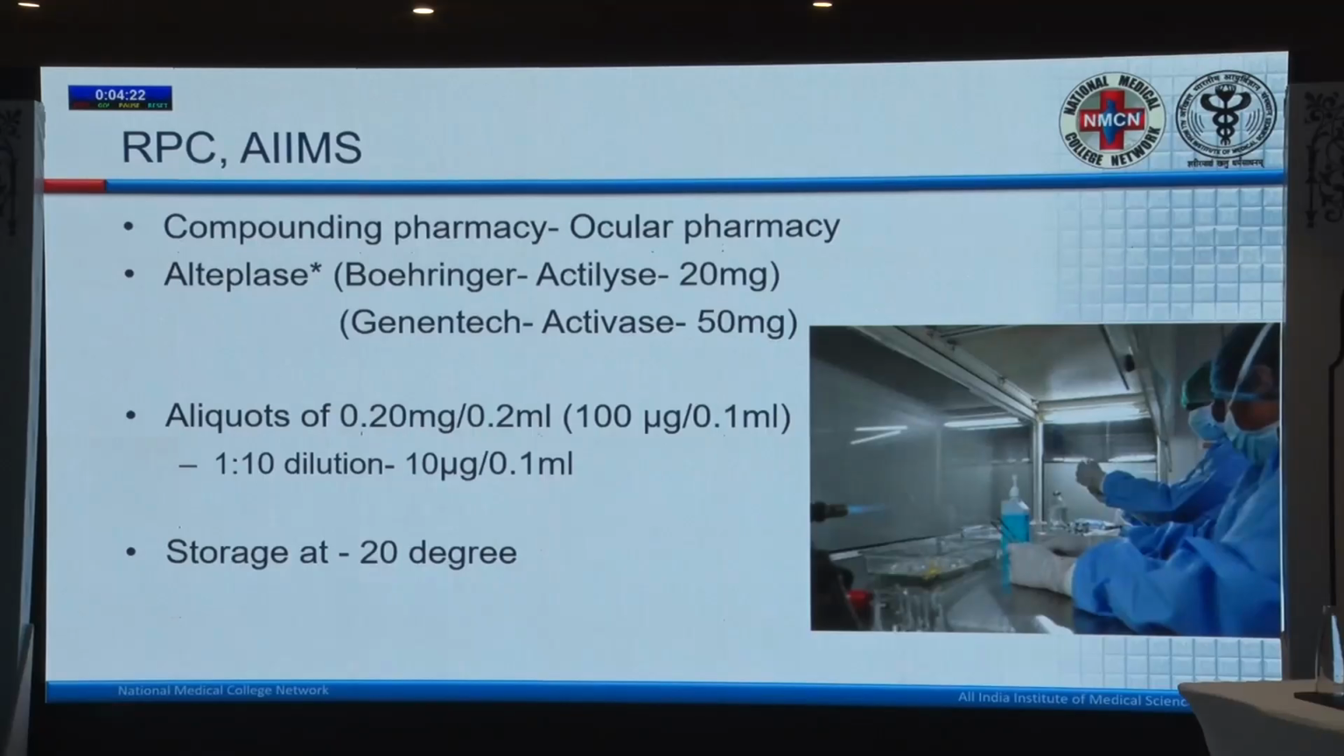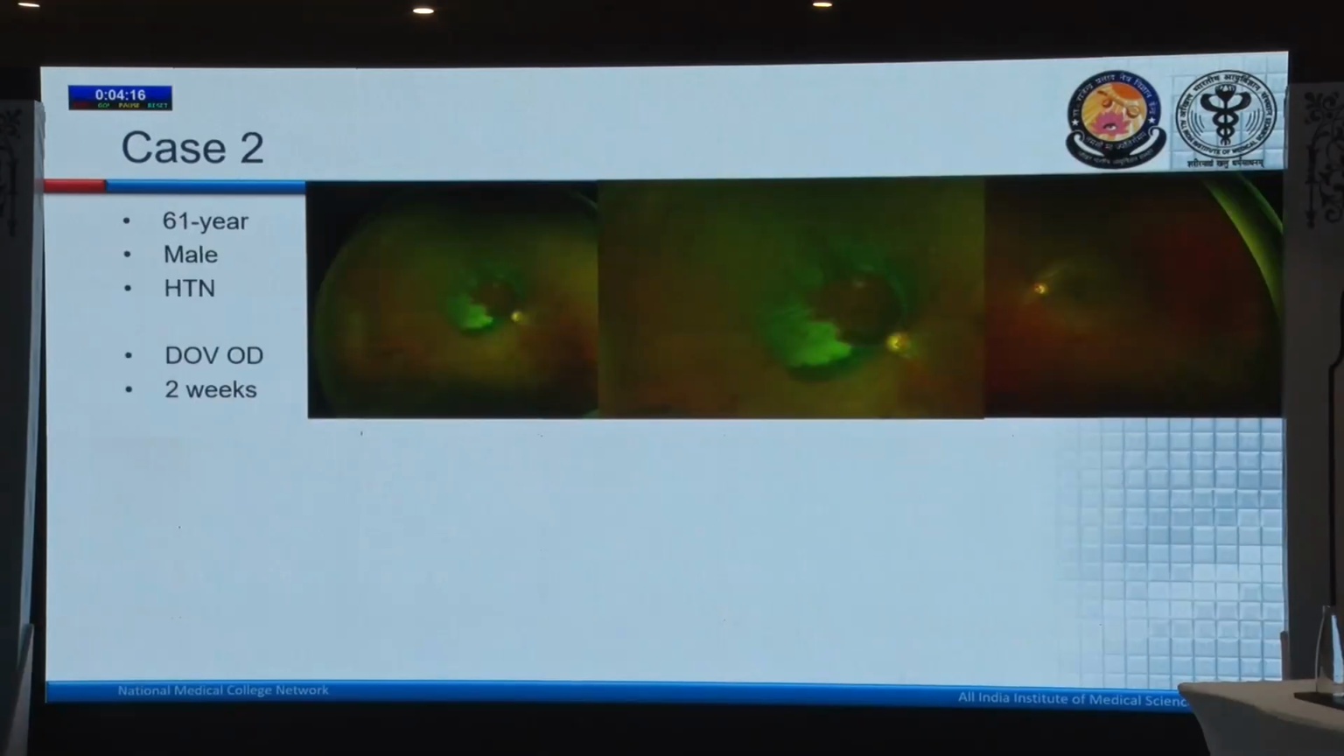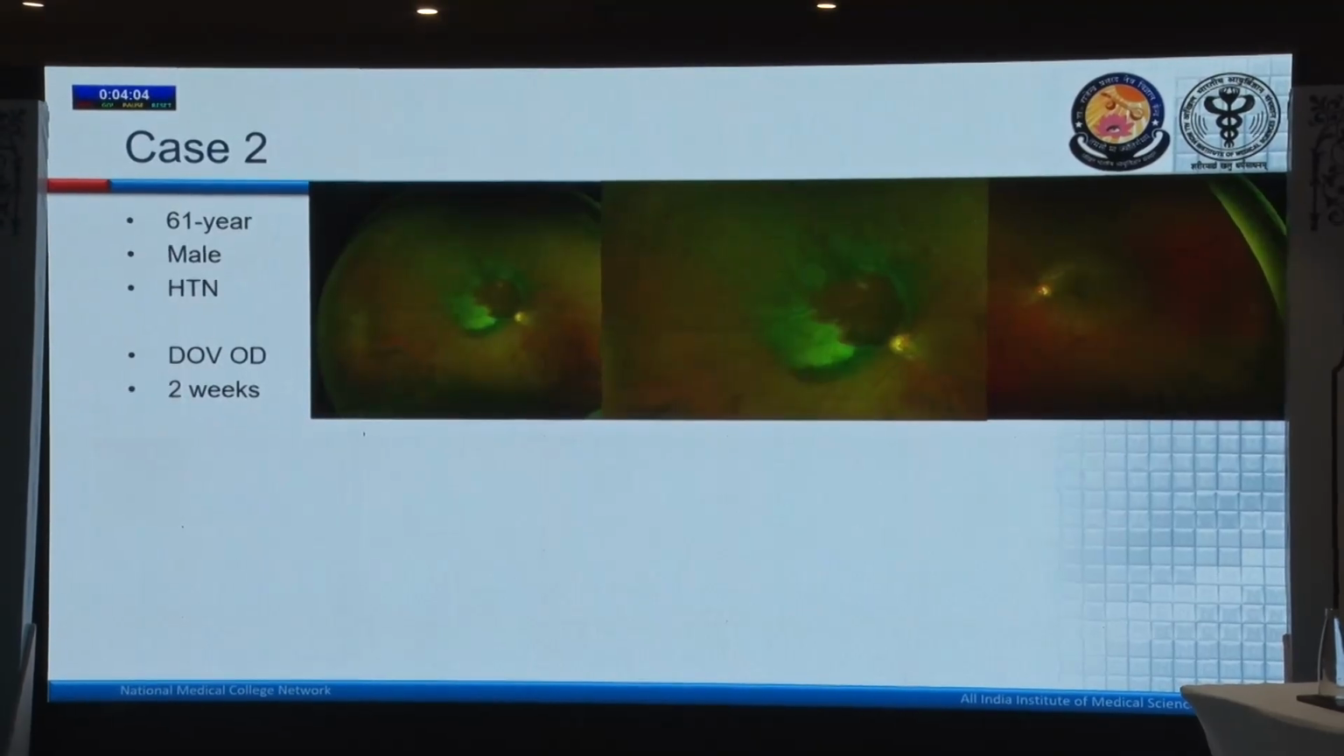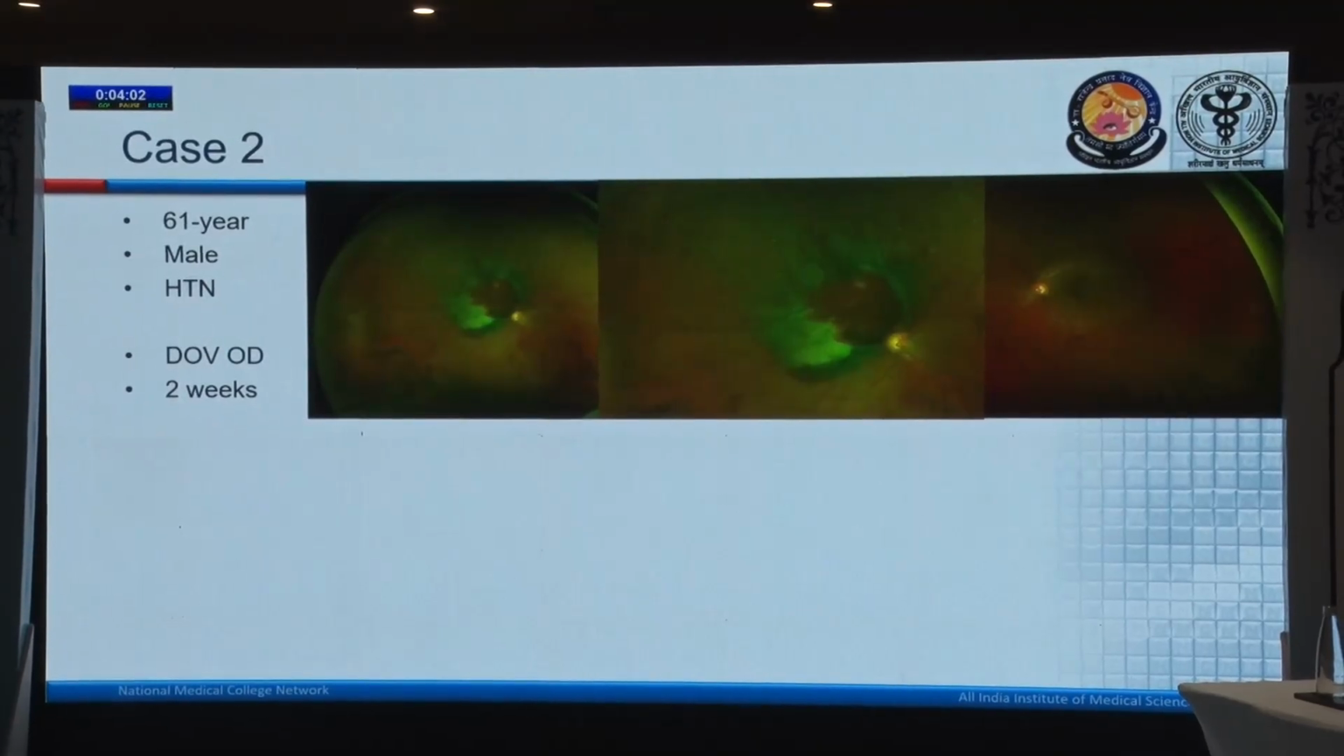They are compounded in the pharmacy and stored, and whenever we want to use them, we can ask the pharmacy. So this is a case of a 61-year-old male patient with hypertension, diminution of vision for 2 weeks. Mind you, most of our patients usually present after a week, so they are relatively old, and still we do try in them unless the hemorrhage is grey, as I told, or it is very old.